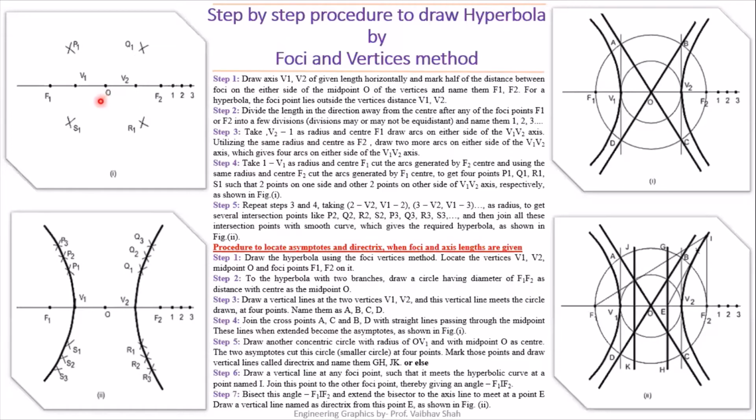After drawing this line, identify the left hand side point as V1 and the right hand side point of this line as V2. After identifying the vertices distance V1 and V2, let us find out its midpoint. You can find the midpoint directly by your scale, or you can use the bisection of line method to find its midpoint. After finding this midpoint, let us denote it by point O.